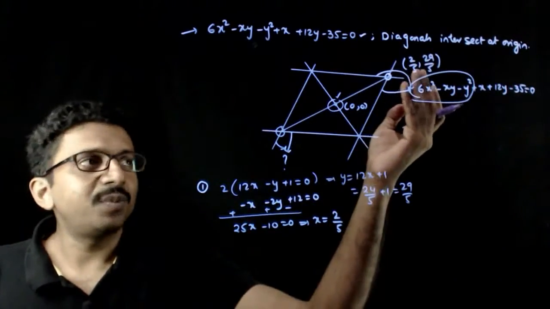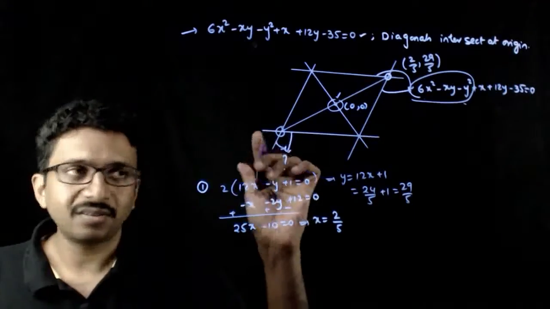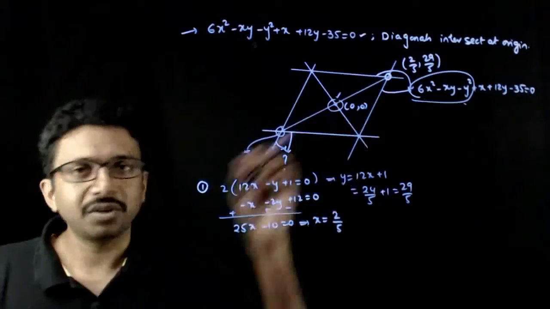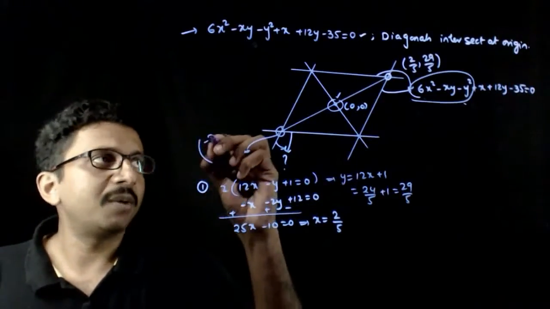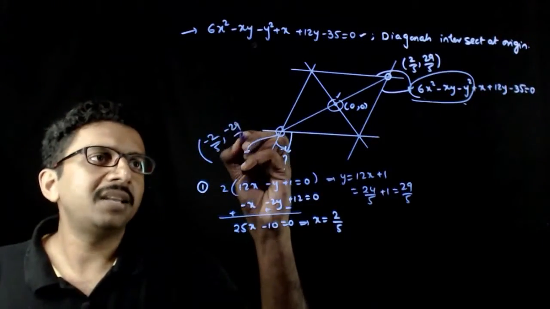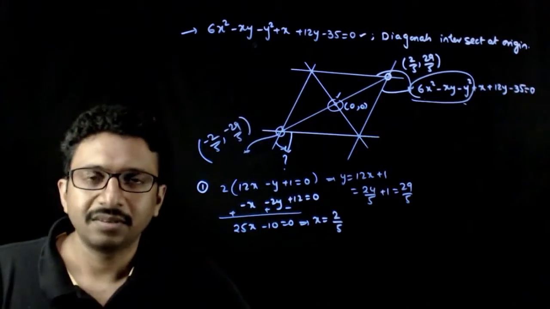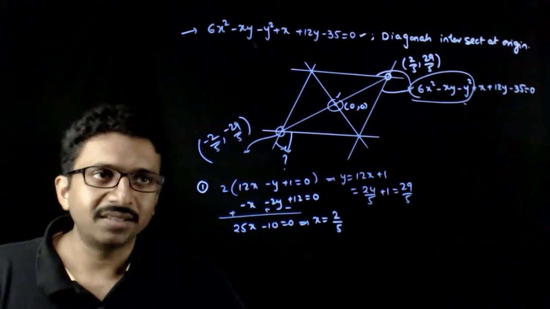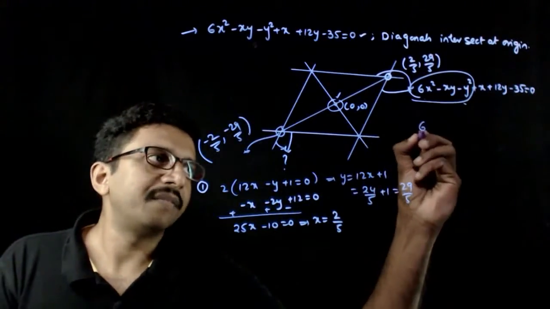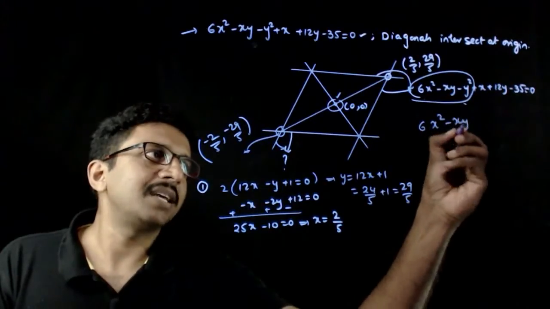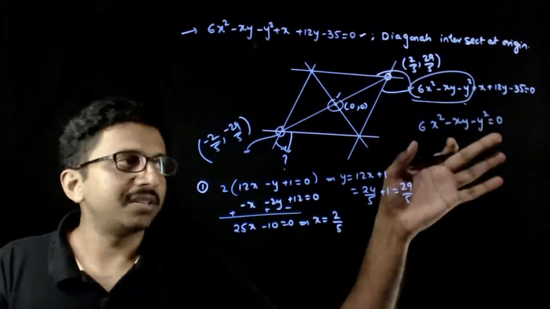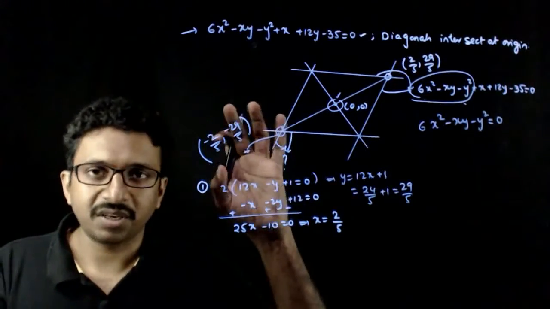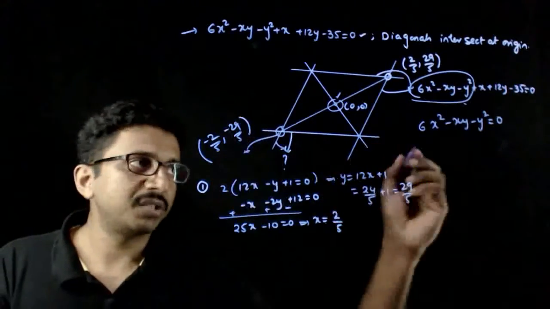Now what is the corresponding point of intersection for this? This pair of lines should have a point of intersection such that the midpoint is the origin, hence this point is nothing but (-2/5, -29/5). So the required pair of lines: you have 6x² - xy - y² = 0, which is a pair of parallel lines with the point of intersection as origin. Now I want the point of intersection as (-2/5, -29/5).